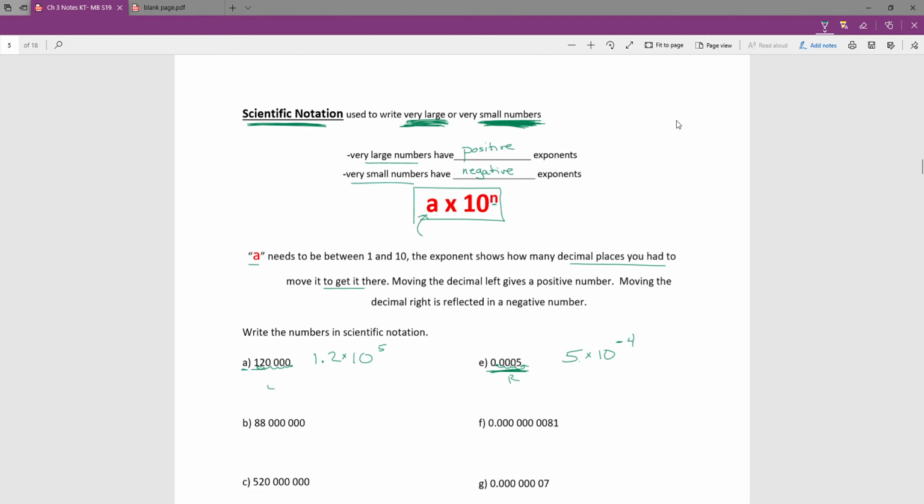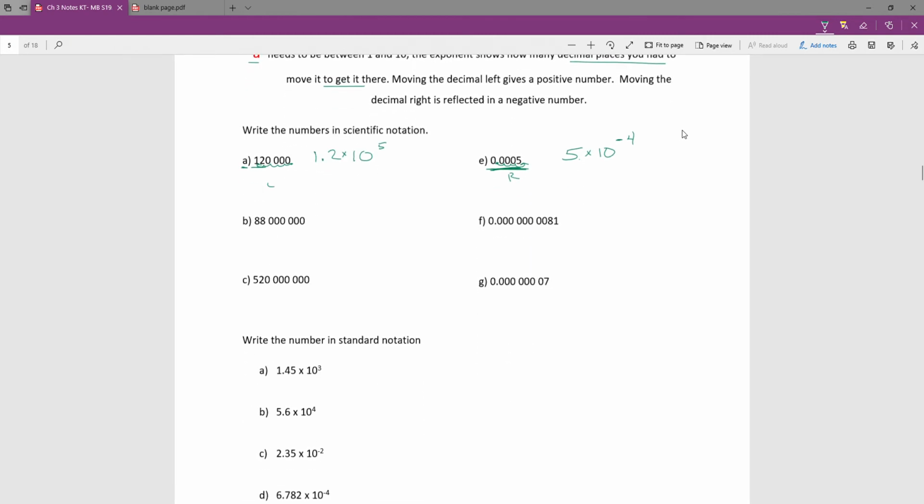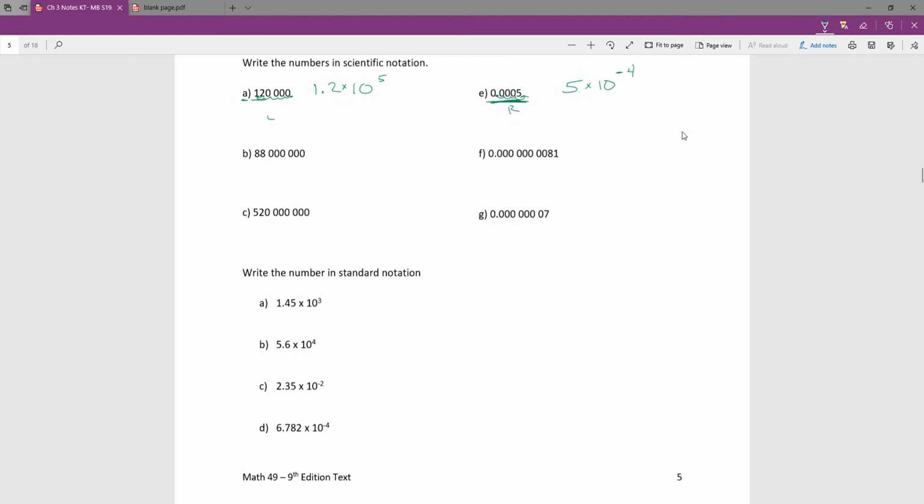I'm just going to scroll up, and oftentimes, like I said, people do remember these things. So writing these all out in standard scientific notation, 88 million would be 8.8 times 10, and I have to count my decimal places, 1, 2, to the 7. C, I write it out as 5.2 times 10 to the 3, 6, 7, 8.